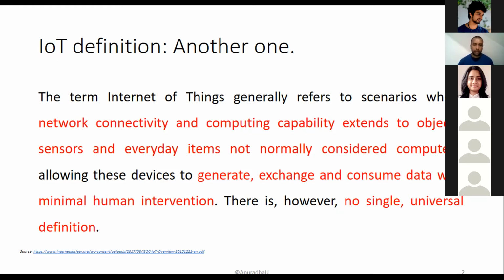But the key points, we have seen in many definitions: network connectivity, computing capability, and sensors, which are not everyday items normally considered as computers. And they generate, exchange, and consume data with minimal human intervention. So it more or less resembles what we have already learned, or maybe what we all agree.